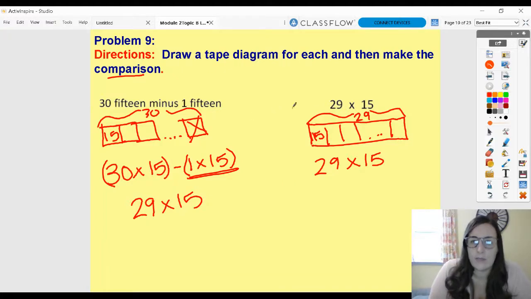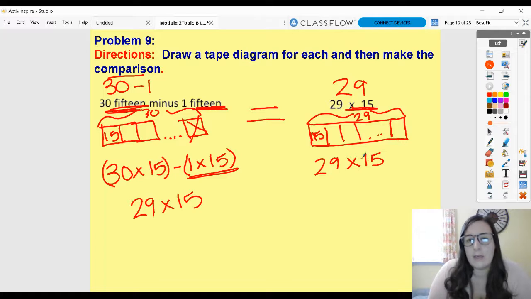Now, I didn't solve these to compare them. I was just trying to make sense of the numbers, and I'm looking for the repeated factor in these. In this case, it's 15. Both of those are 15. So really what we're comparing is 30 minus 1 and 29, which we find that they are equal to each other. So kind of get creative with all of the keywords and the tape diagrams and everything that you've been learning in this lesson when it comes to comparing these.